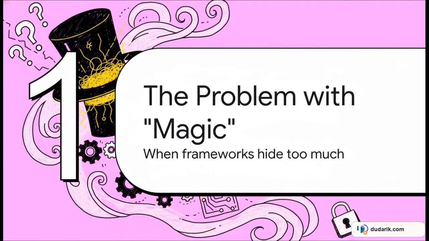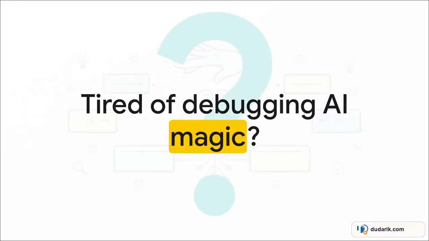Okay, let's kick things off with Section 1, the problem with magic. And we're talking about that feeling when an AI framework just hides way too much. I mean, we've all been there, haven't we? Your AI agent is just humming along, everything's perfect, and then, suddenly, it's not. And when you pop the hood to figure out what's wrong, it's like it's been welded shut. You're just stuck staring at this black box, with absolutely no idea what's happening on the inside.